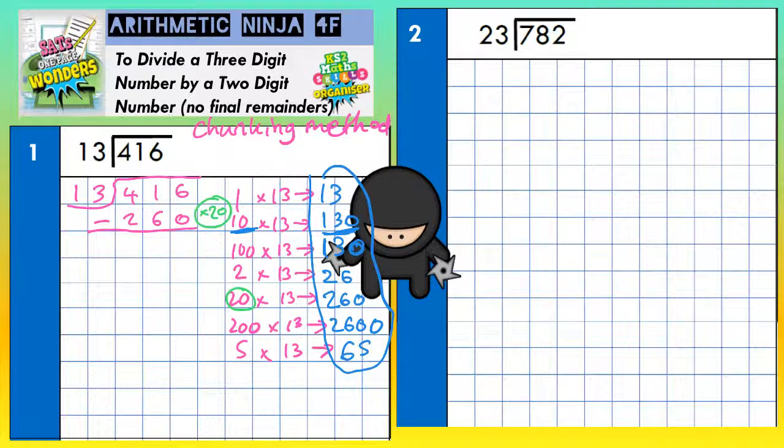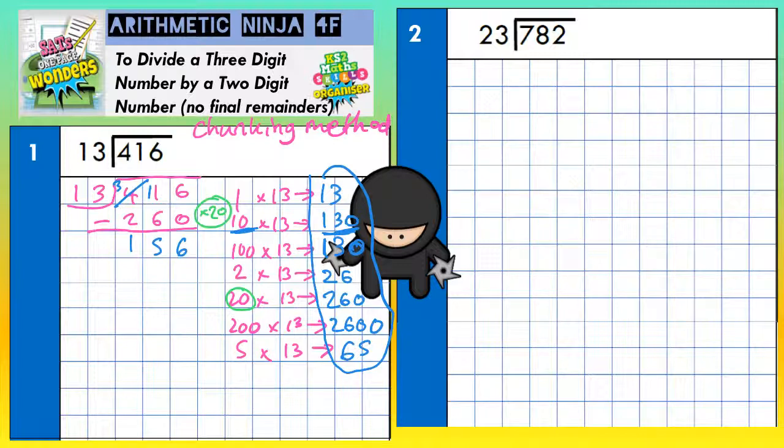And now let's take that away. Well, 6 take away nothing is 6. 1 take away 6 we can't do, so borrow from the 4. That becomes a 3. And the 1 we've borrowed makes that into 11. 11 take away 6 is 5. 3 take away 2 is 1. So we're down to 156.